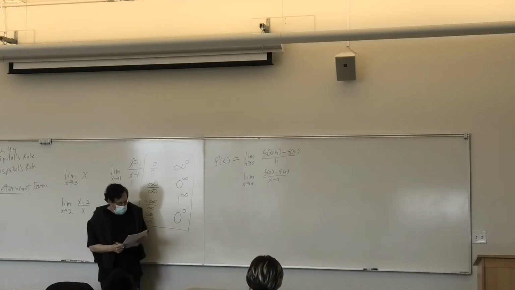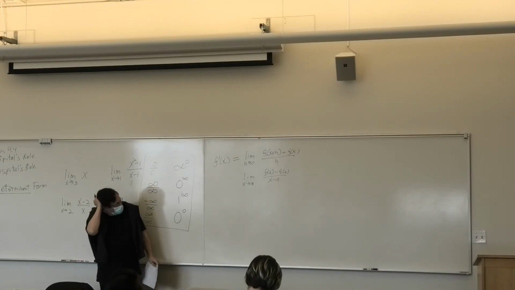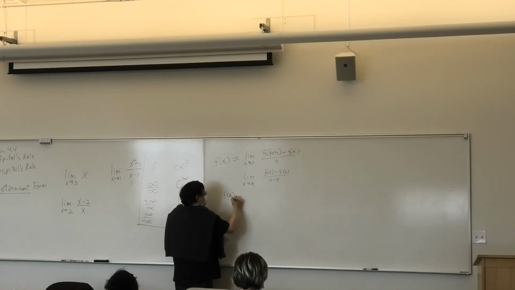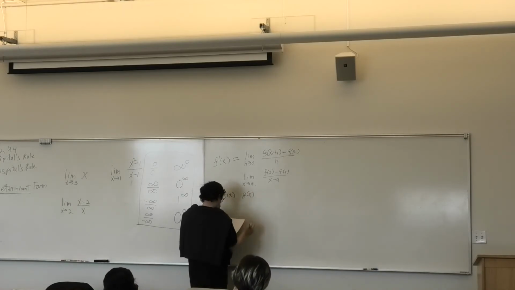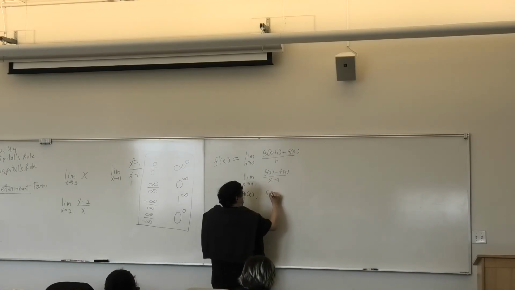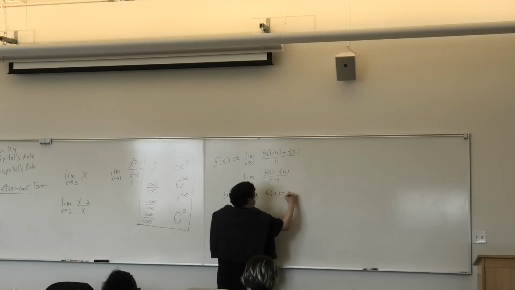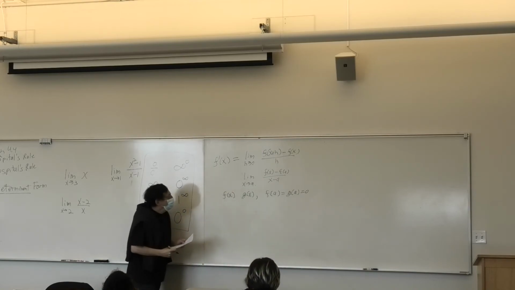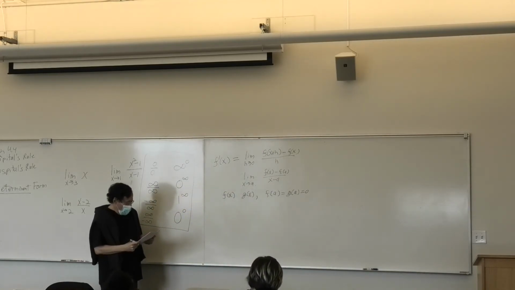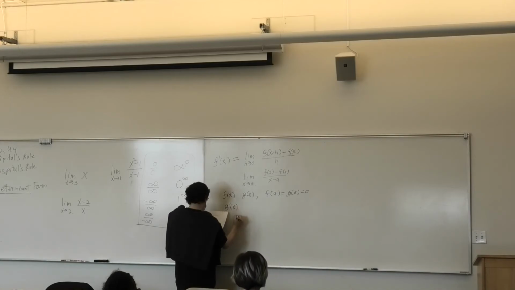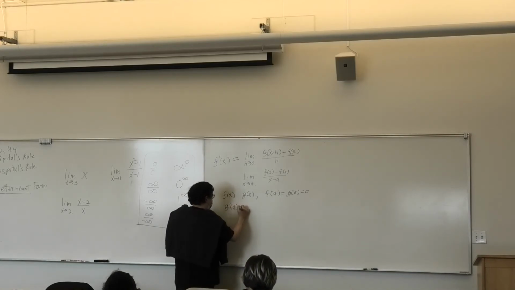Now, we consider two continuous functions, f of x and g of x, with the property that f of a equals g of a equals 0. And we assume that the derivative of g at a is not equal to 0.